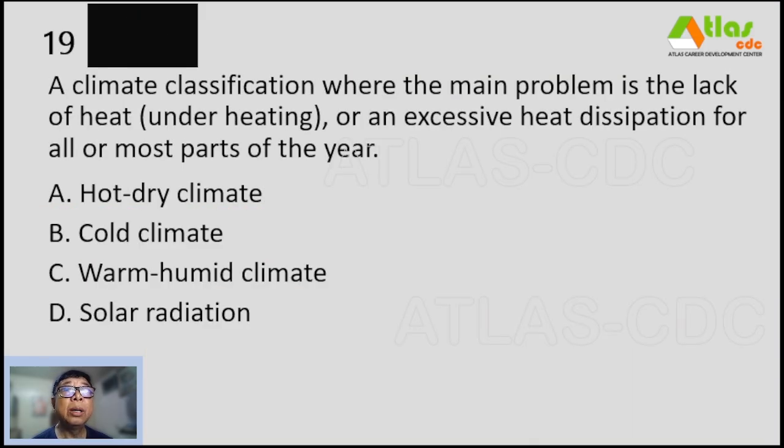Number 19. A climate classification where the main problem is the lack of heat, that is underheating, or an excessive heat dissipation for all or most parts of the year. A. Hot dry climate. B. Cold climate. C. Warm, humid climate. And D. Solar radiation.